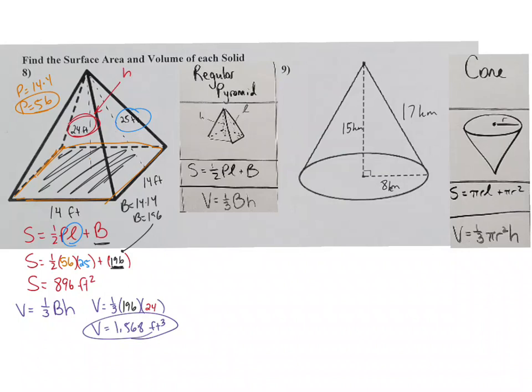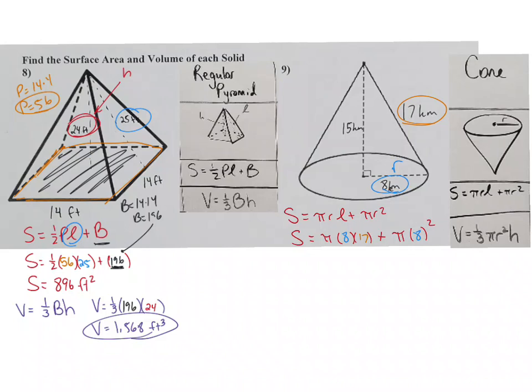So 9, I'm going to do the exact same thing I did before. Write the formula: pi r L plus pi r squared. Surface area is pi times radius times slant height or length plus pi r squared. Now my 8 is my r, so wherever I see an r I put 8. I'm going to use 17 here. That's my length. And I'll just type that in my calculator exactly the way it seems, and I'm going to get my surface area.